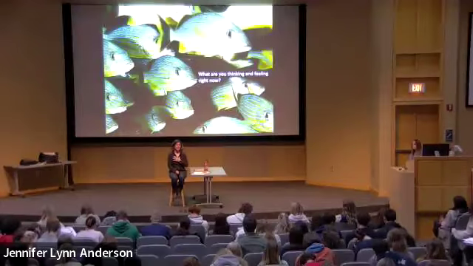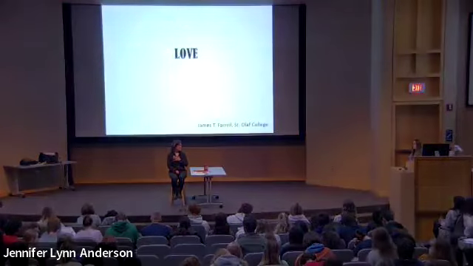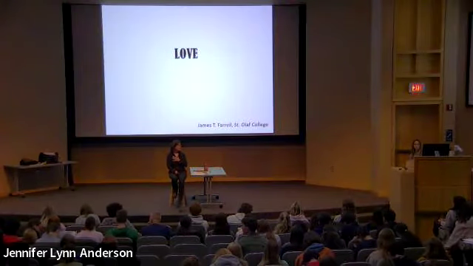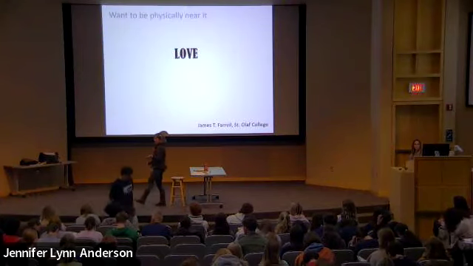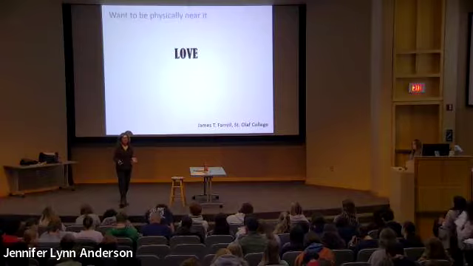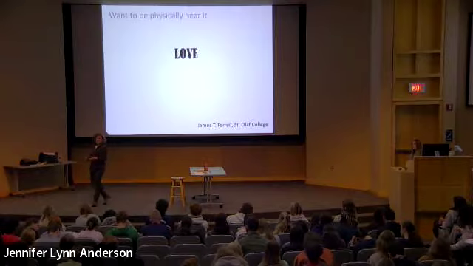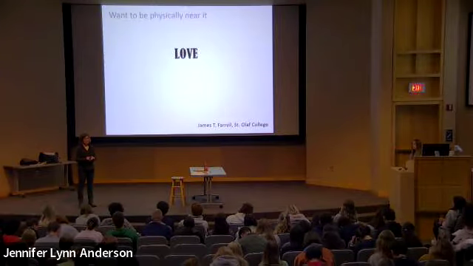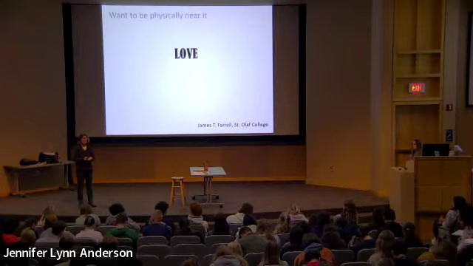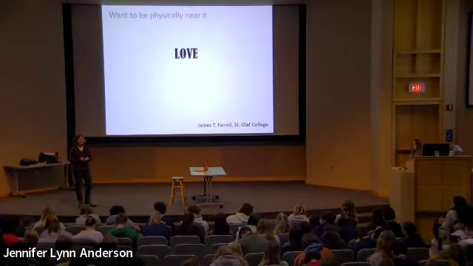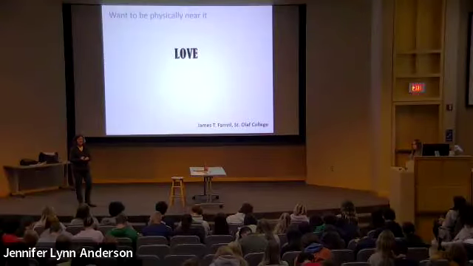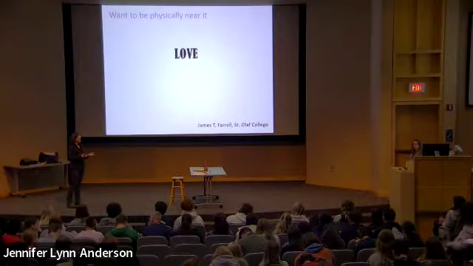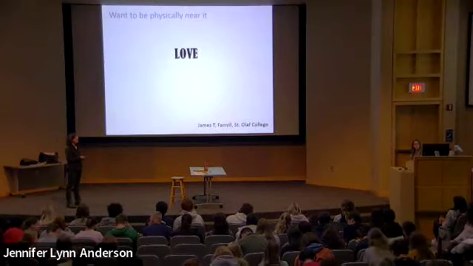And so what I'd like to do is think about a definition for love. What happens when I love something? This is a definition by James T. Farrell of St. Olaf College. Love, he defines it this way. You want to be physically near it. So those of you who go to the ocean every summer, or when you go home, for those of you who live close to the ocean, you want to be close to it. And right now we're only using the ocean as an example. So this definition of love can apply to just about anything. It could apply to people, places, trees, whatever it is that you love, you want to be physically near it.